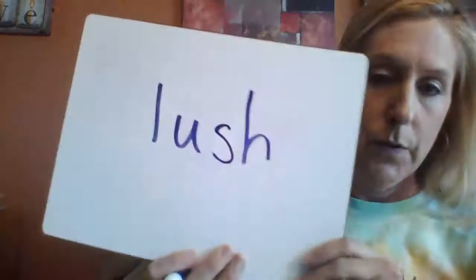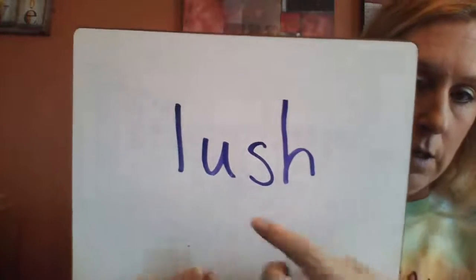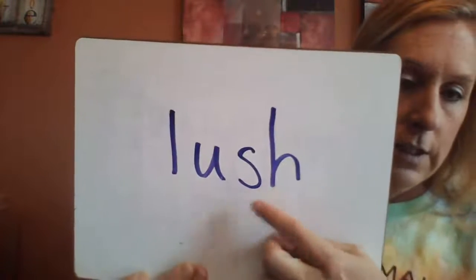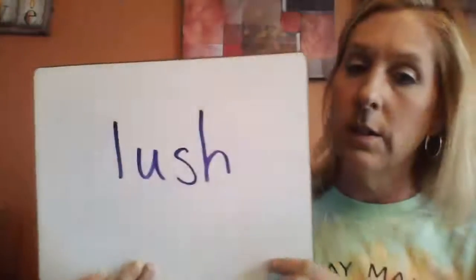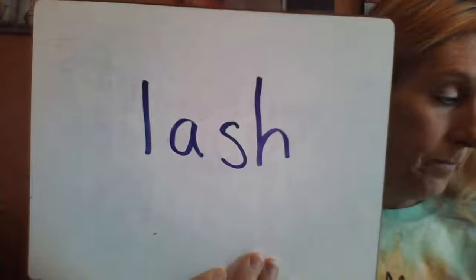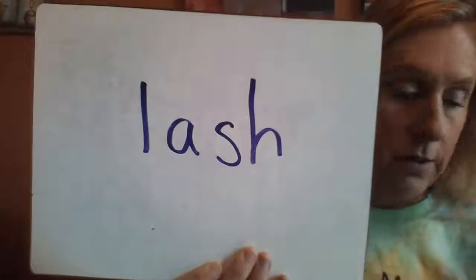Okay, let's change the last sound now to spell lush. Lush. Lush means full of something. Like Seattle has a lot of lush greenery. Lots of pretty lush. Ush. There's that SH. Lush. Okay, let's change the vowel to change lush to lash. Lash. Ash. I had an eyelash fall out.